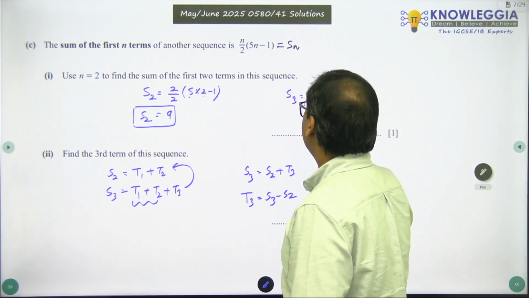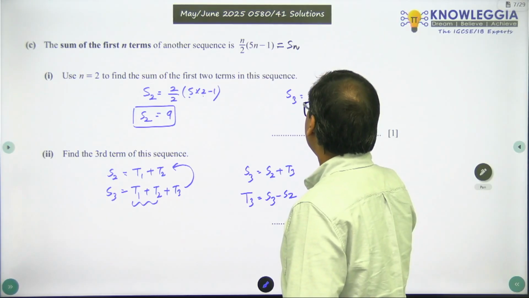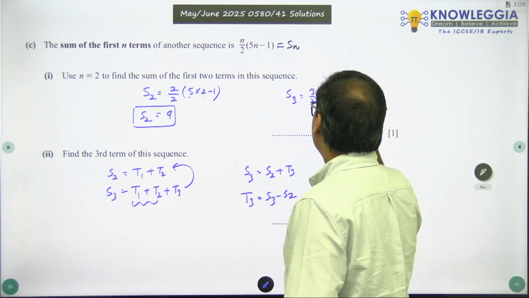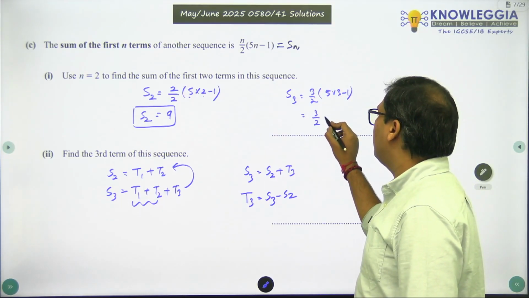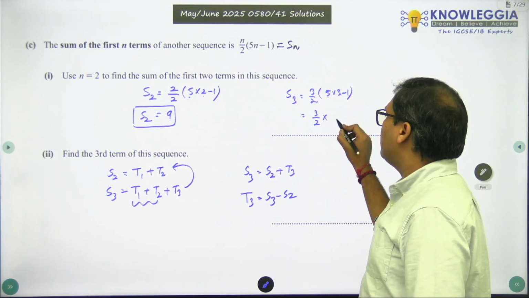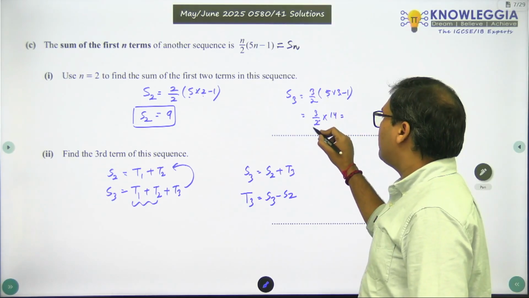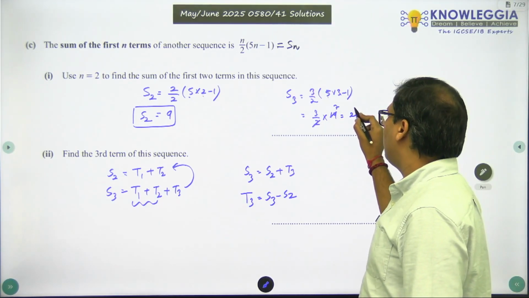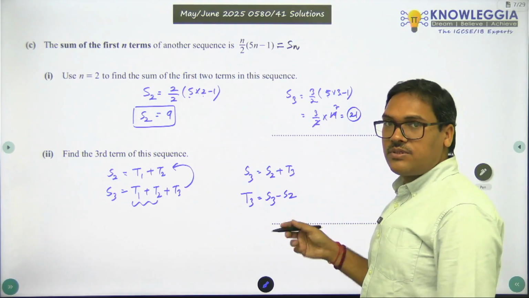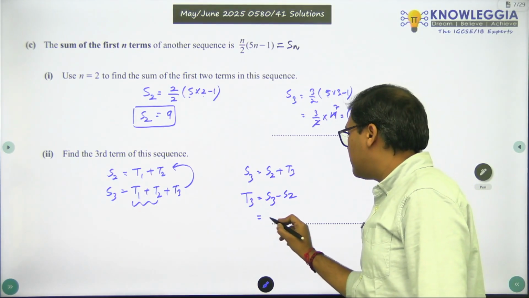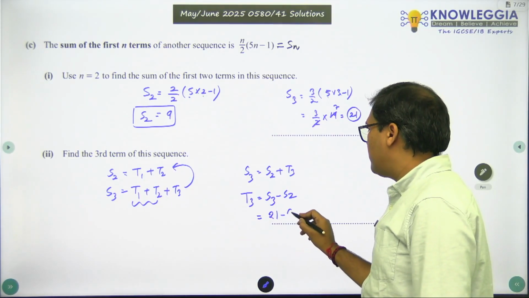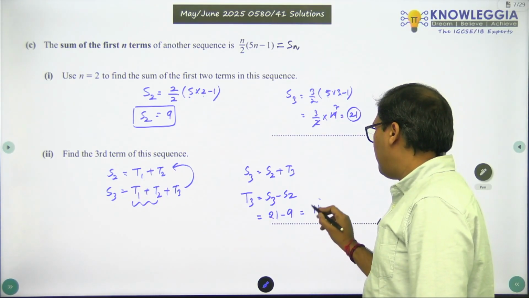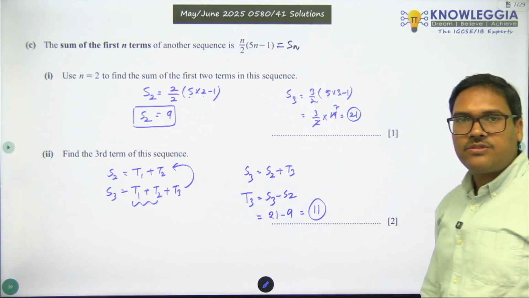So what is the sum of 3 terms? This is 3 by 2 into 5 into 3 minus 1. So this is 3 by 2 multiplied with 15 minus 1. This is 14, and this will become 7, so this will become 21. So the sum of 3 terms is 21. So what is the answer? It is 21 minus S2. What is the sum of two terms? This is 9. So this is 11.